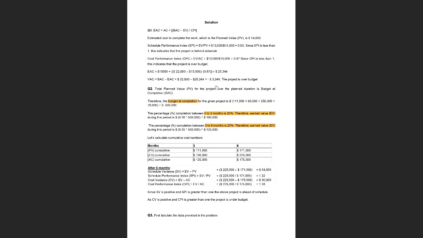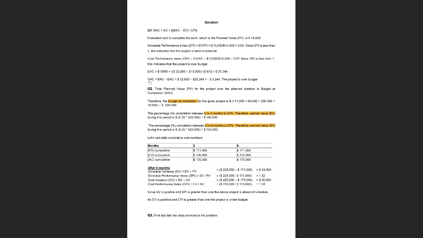If it is a positive value, it is good for the project. Now here, variance at completion is negative. Just keep in mind that even though this is a dollar value, we are talking about the completion time. So we are looking at the variance with respect to the completion time.